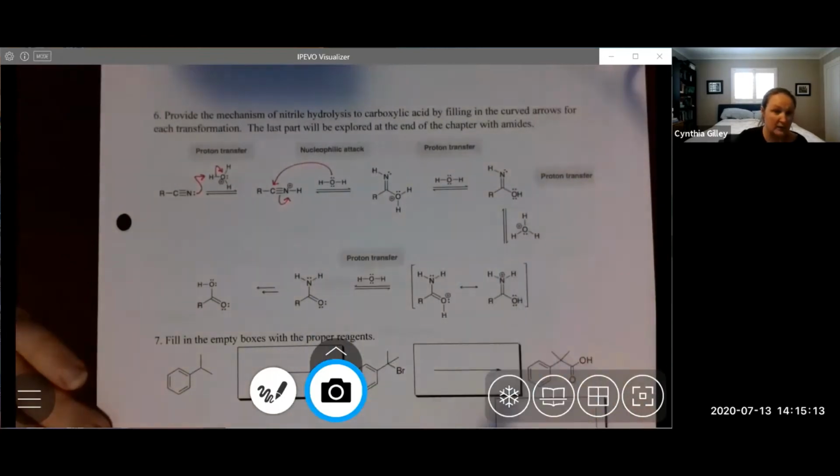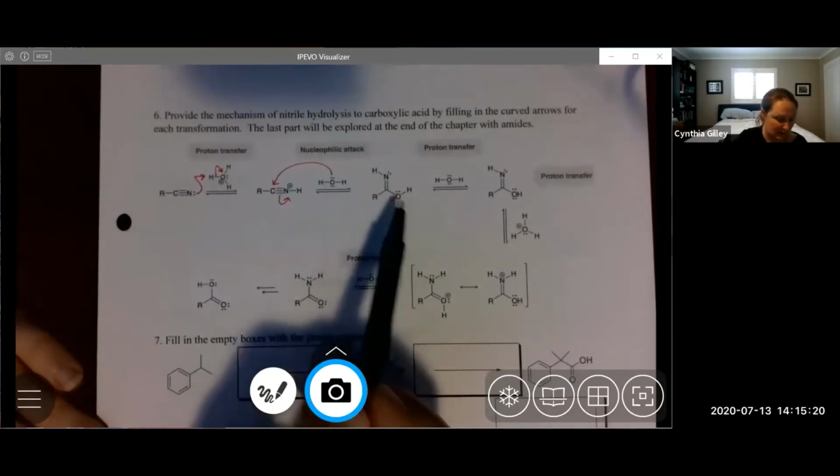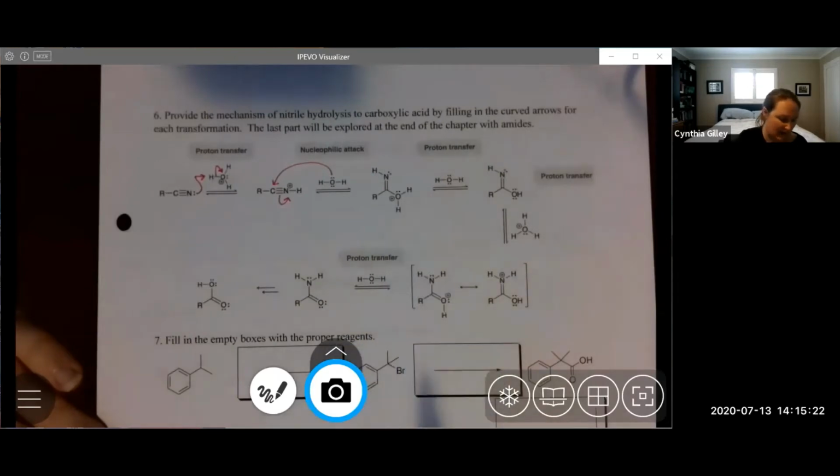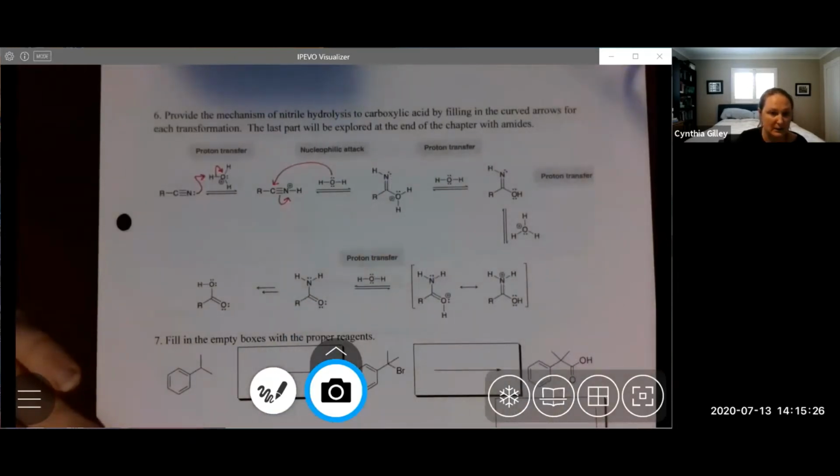And notice the product here has a carbonyl. So this turns into a carbonyl. We need to lose these protons. And then this ends up as an NH2. So the goal is to get to that point.